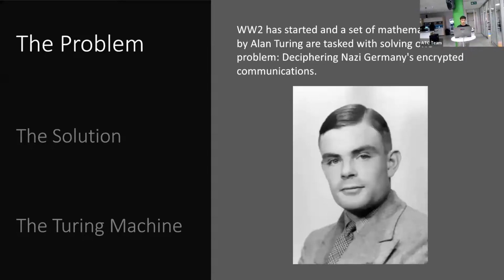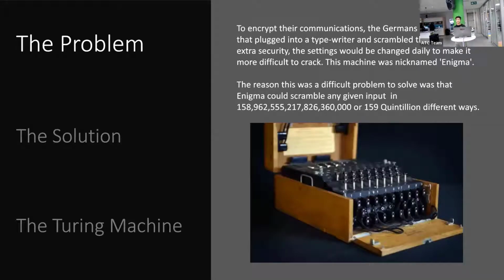Okay, so to set the stage, World War II has started, and a set of mathematicians led by a man named Alan Turing are tasked with solving one problem, and that problem was to decipher Nazi Germany's encrypted communications. That's Alan Turing, by the way. To encrypt their communications, the Germans used a machine called Enigma that plugged into a typewriter and scrambled the input according to certain settings on rotors.